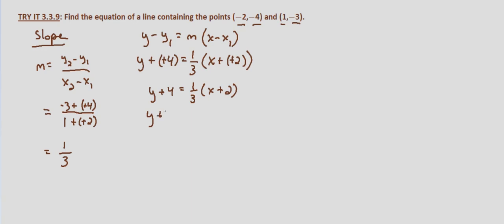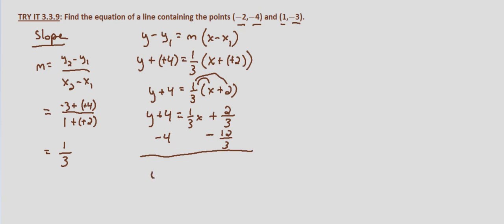So y plus 4 equals 1/3 times x is 1/3 x, plus 1/3 times 2, that's 2/3. Now we subtract 4 from both sides, but when I do this, I'm going to go ahead and put this in terms of thirds. So -4 is the same thing as minus 4 times 3 is 12/3. And that's because 12 divided by 3 is 4. So -12 divided by 3 is -4.